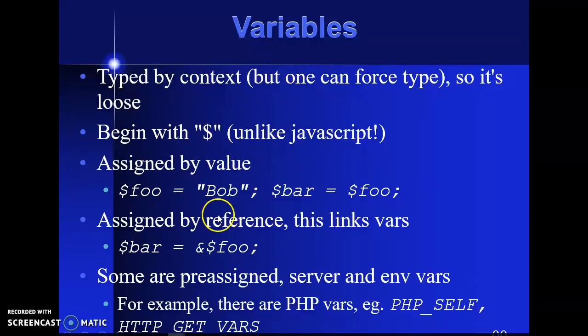So here they have given an example of Bob, which is assigned to the variable foo. So it is a string which has been assigned to the variable, but we didn't mention any data type called string. If we want to assign the address of another variable to the variable, we will use the ampersand symbol. This is called assign by reference.